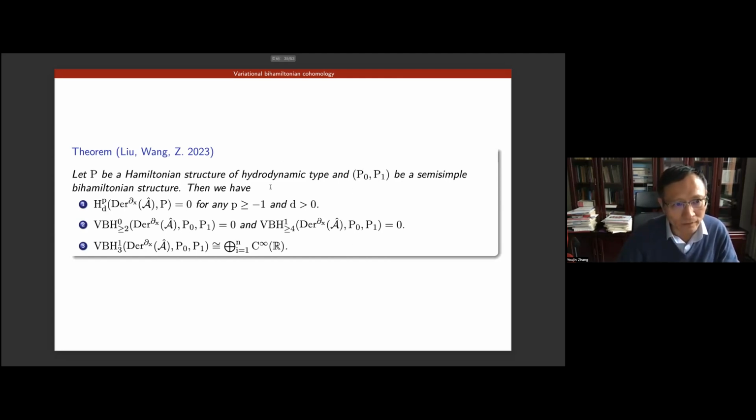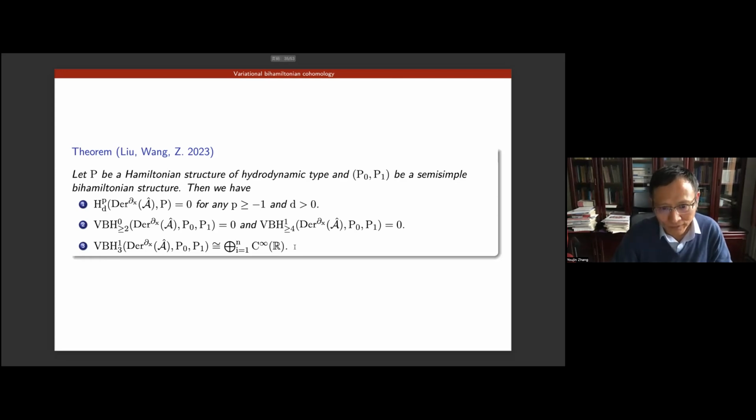Okay. So theorem of Siqi Liu and Zhou Wang says that for the variational Hamiltonian cohomologies, they are trivial. And for the variational bihamiltonian cohomologies, we have some non-trivial cohomology groups, and the other cohomology groups are trivial. So these cohomology groups are what we need.